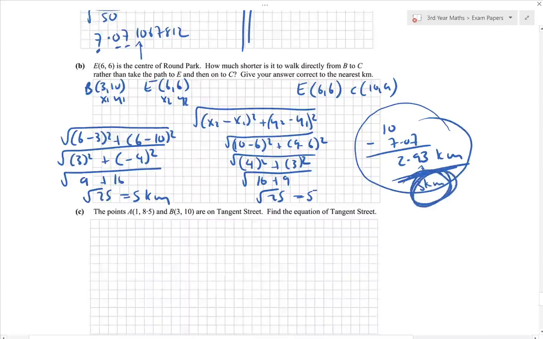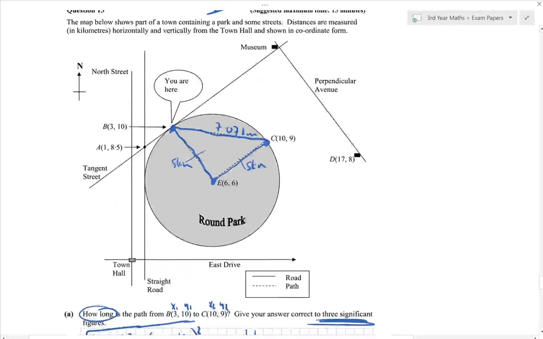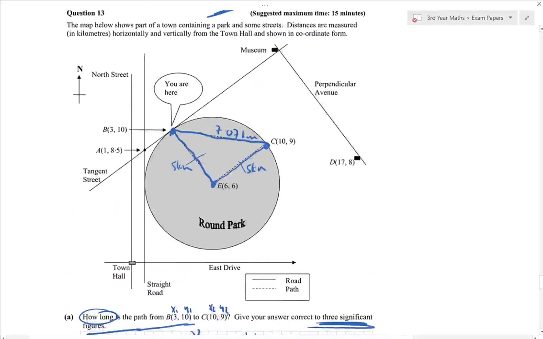The next part of the question says the points A and B are on Tangent Street. Find the equation of Tangent Street. So the points A and B are on Tangent Street. A tangent, as we know, is not necessarily relevant to this question, but it is a line touching a circle in one place. So this is Tangent Street here. To find the equation of a line, we know that you need a point on the line and the slope.